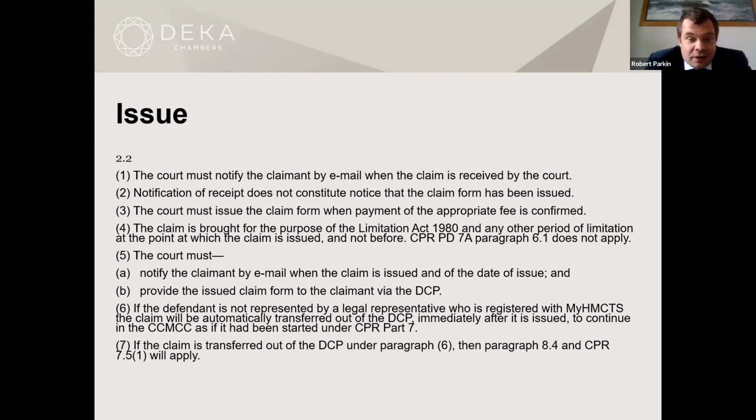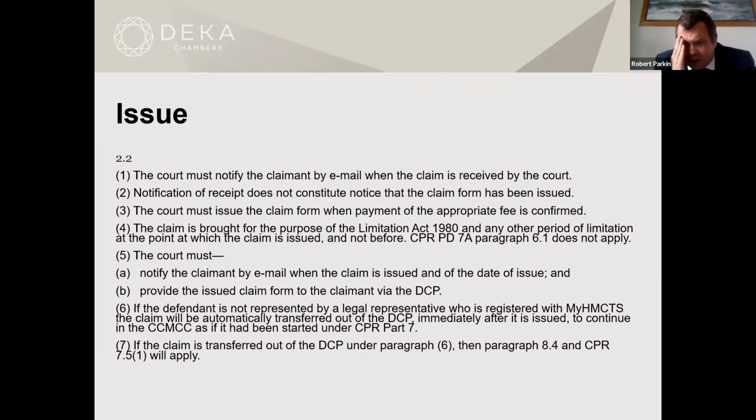The court must notify the claimant by email when the claim is issued. Fair enough. Must provide the issued claim form to the claimant rather by DCP. Fair enough. If the defendant is not represented by a legal representative who is registered with HMCTS, even though it's a mandatory requirement that they become so registered if they're a legal representative acting in those circumstances. Okay. The claim will be automatically transferred out of the DCP immediately after it is issued to continue under Part 7. Fair enough. Makes a certain amount of sense. Gets around that problem we talked about with the defendant's legal representative earlier.